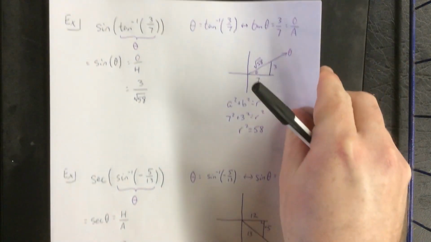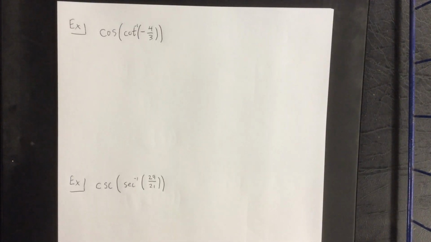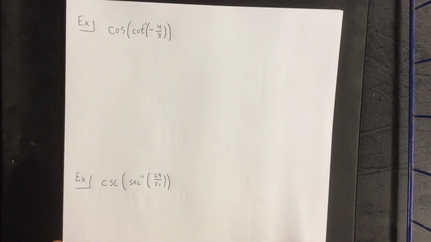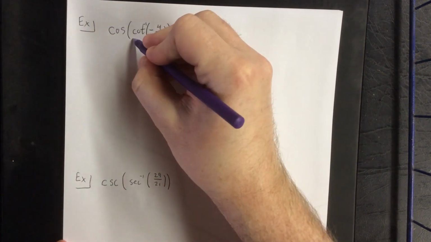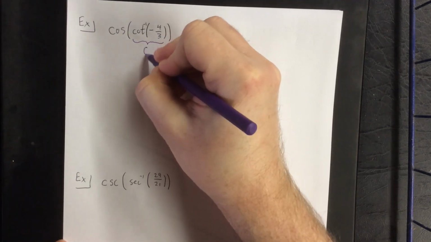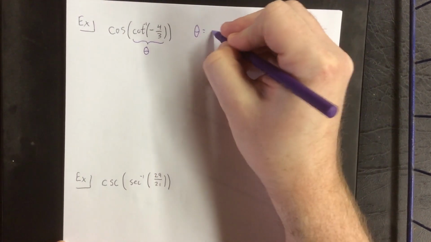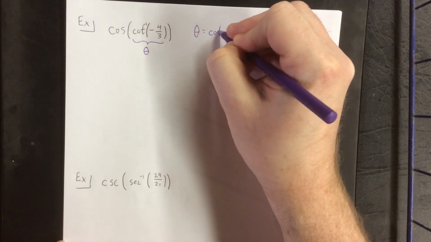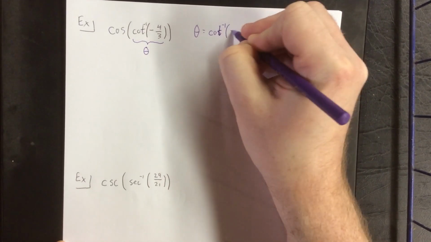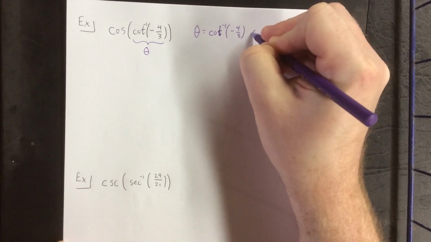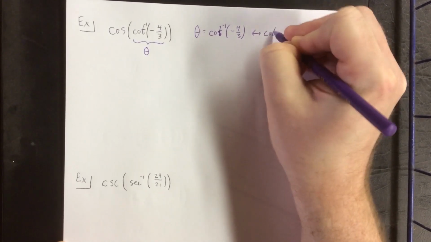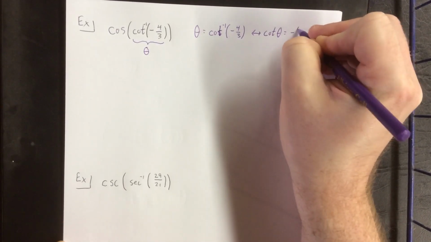Let's take a look at a couple more examples. Next up, we'll try the cosine of the inverse cotangent of negative 4 over 3. As we did for the previous problems, we identified that the inverse cotangent is going to be an angle. So theta is equal to the inverse cotangent of negative 4 over 3, which is equivalent to saying that the cotangent of theta is equal to negative 4 over 3.